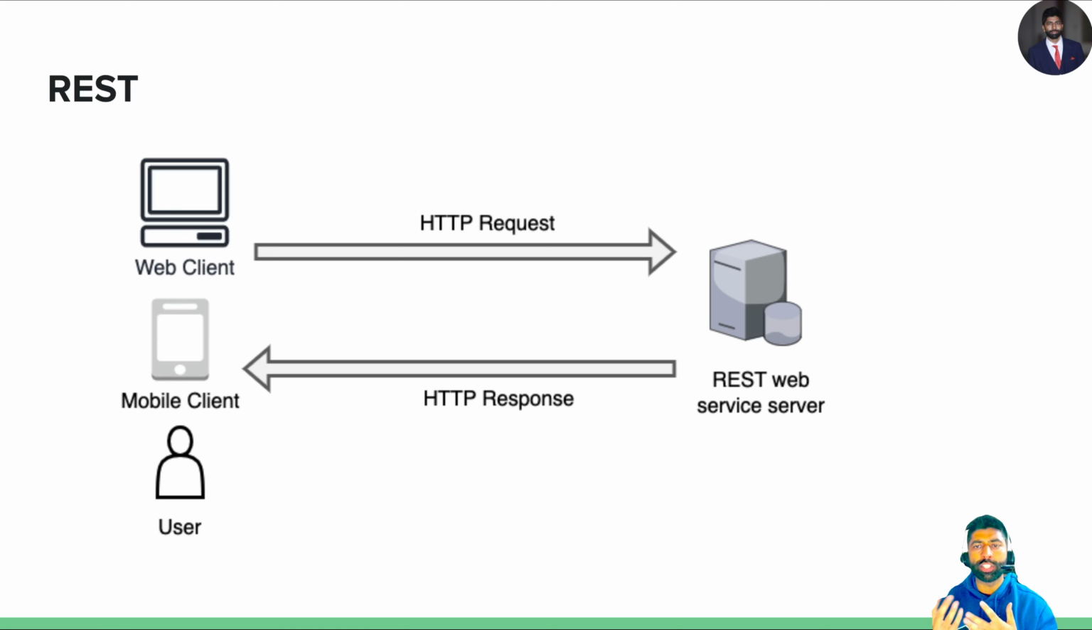For example, in Java, you can use Spring Boot and create REST APIs. You can also use Drop Wizard in Java to create REST APIs. In Python, you can leverage Flask or Django to create REST APIs. And there are different HTTP methods as part of this REST architectural style.